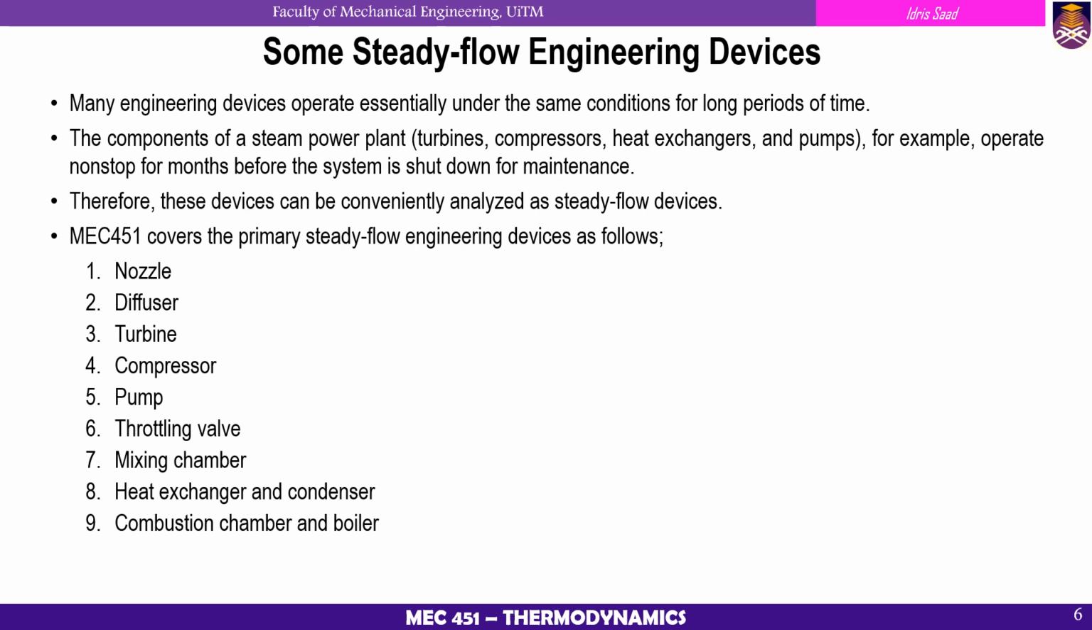For this course, we will cover 9 primary steady flow engineering devices as follows. Number 1 is the nozzle, followed by the diffuser, turbine, compressor, pump, throttling valve, mixing chamber, heat exchanger and condenser, as well as the combustion chamber and boiler. What it means is we have to apply the energy balance equation that we derived before to these 9 steady flow engineering devices. So let us go one by one.